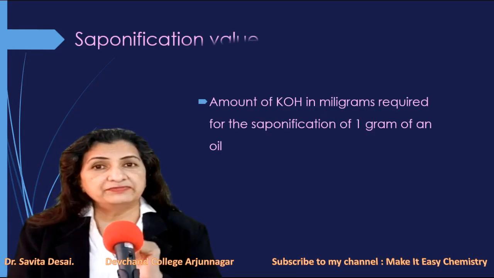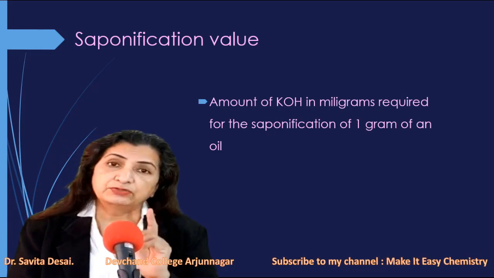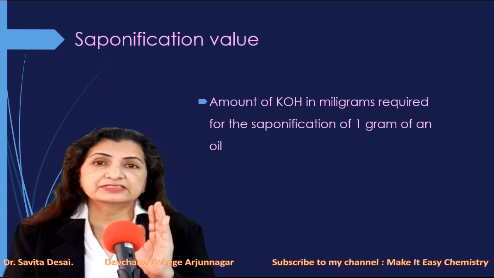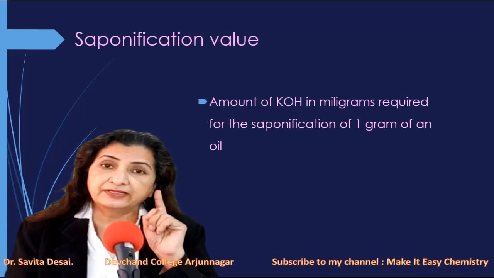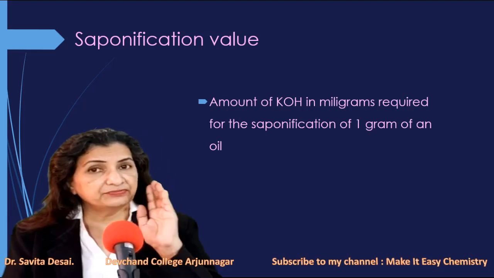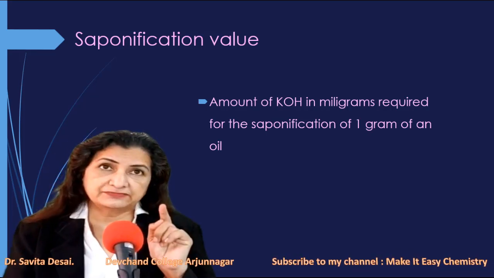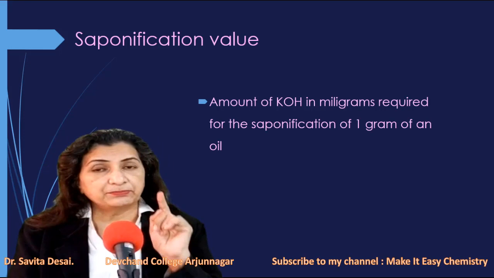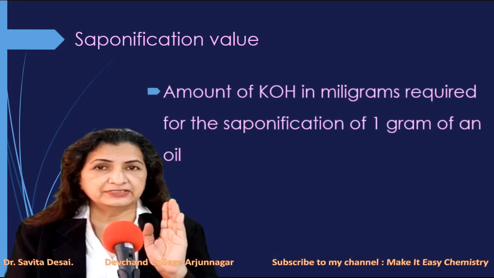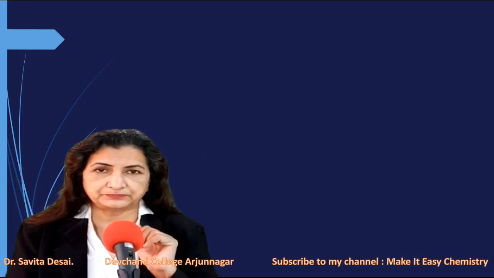So what is this saponification value? It is the amount of KOH in milligrams which is required for the saponification of 1 gram of an oil. I will repeat: the amount of KOH in milligrams which is required for the saponification of 1 gram of the oil. This is nothing but the saponification value.